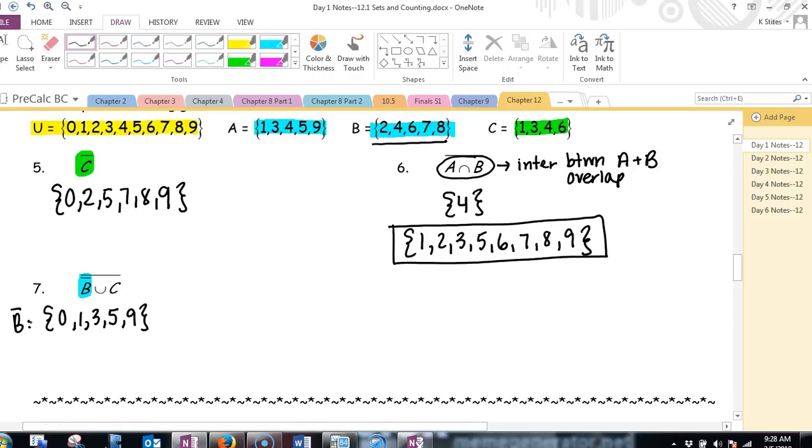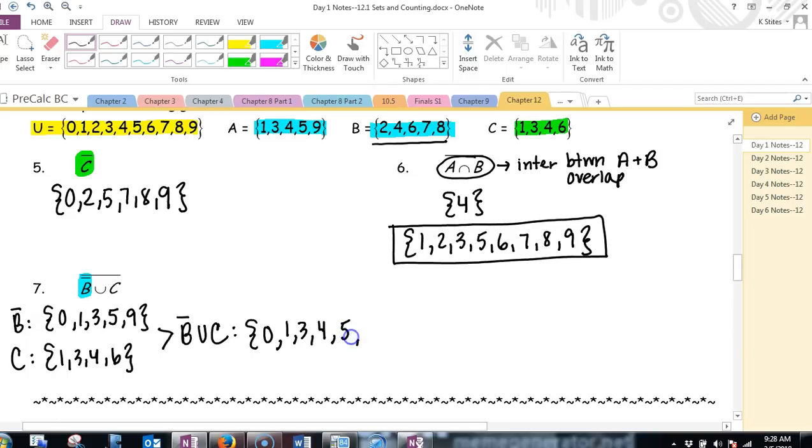So now we're going to union that with C, meaning put them together. All right, so the complement of B union C is, put them together, we've got a 0, we've got a 1, we've got a 3, we've got a 4, we've got a 5, we've got a 6, and we've got a 9. And now we want to take the complement of that. So again, the complement means what do you not have from the universal set? So the complement would be, we're missing a 2, 1, 3, 4, 5, 6, we're missing a 7, we're missing an 8. So this is the complement of B union C.